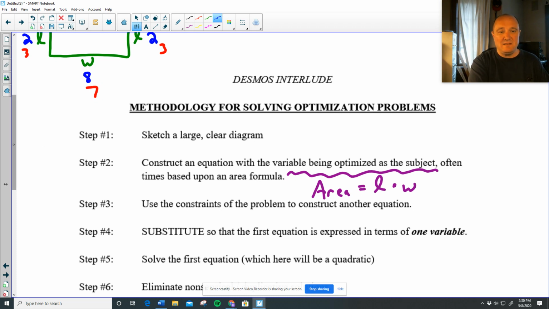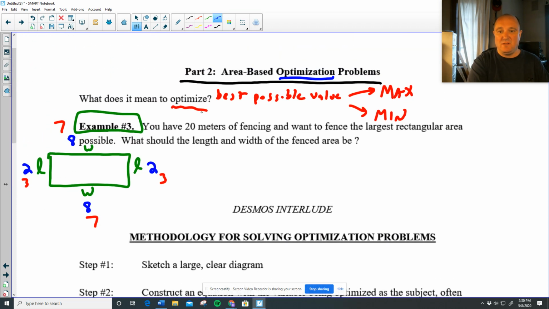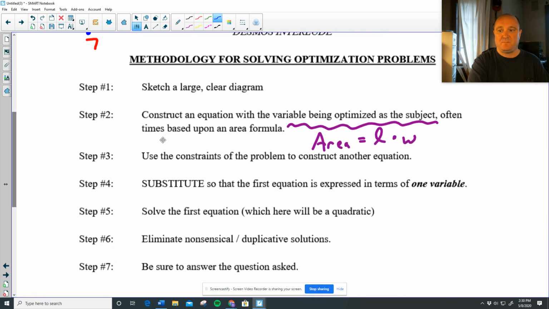All right, so what else do I know? Well, I know that the perimeter of this rectangle is 20. Well, what does that tell me? That tells me that P equals 20, but the perimeter of a rectangle is 2 times the length plus 2 times the width, and that equals 20. So now what I have here is I've got two equations, each of which has L and W in it.